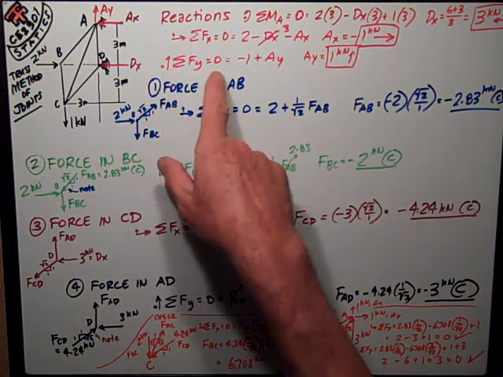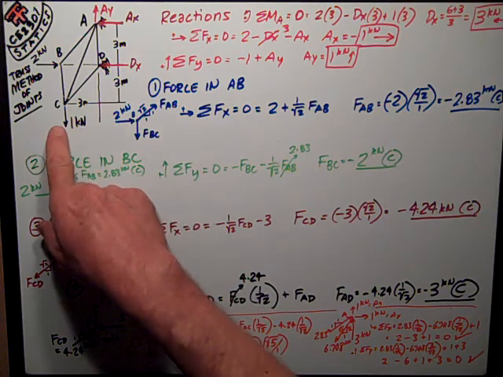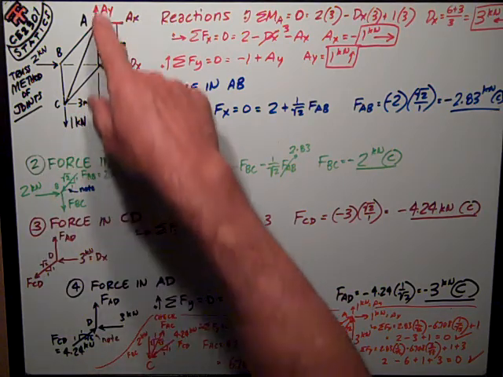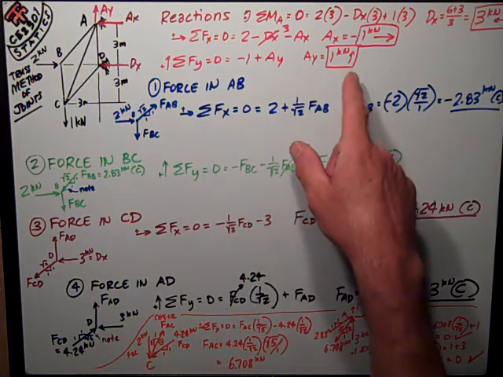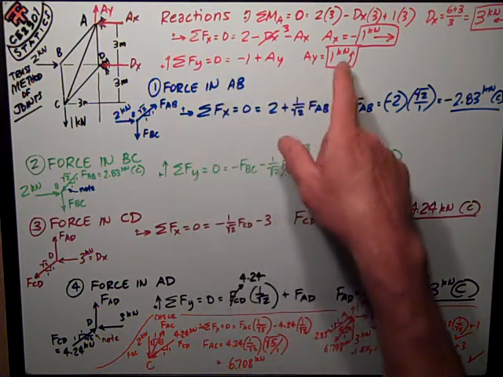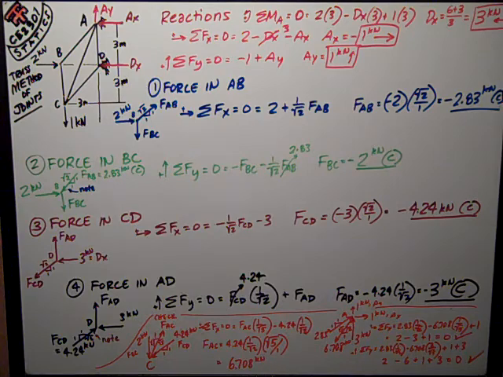Finally, do sum of forces in the y. It's this 1 kilonewton here down, and the AY reaction assumed up, so that works out to be correct. 1 kilonewton, and it is up.